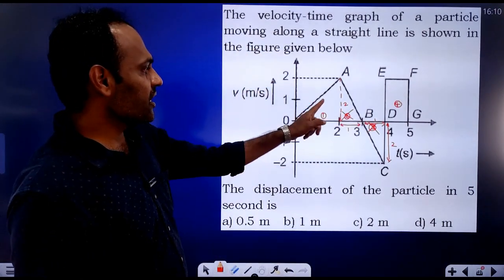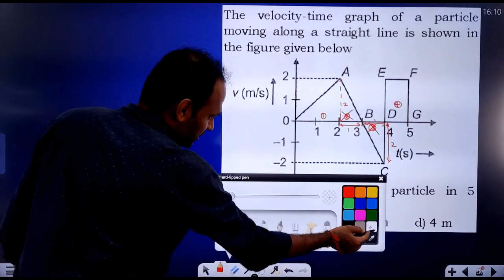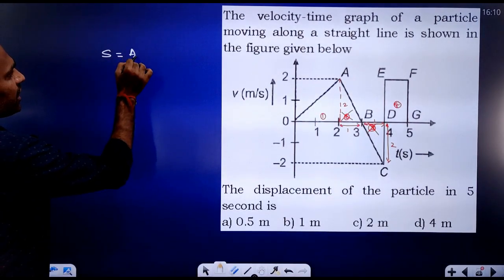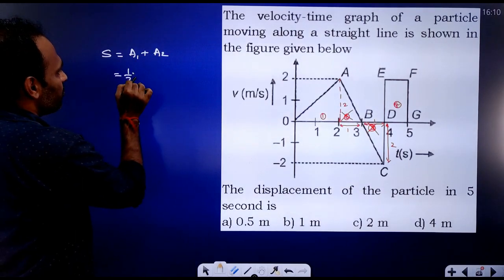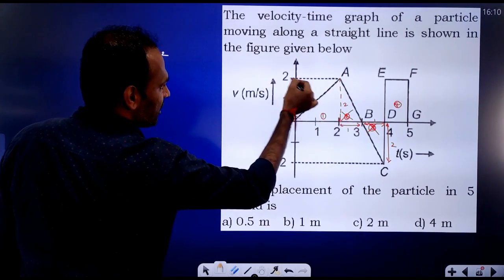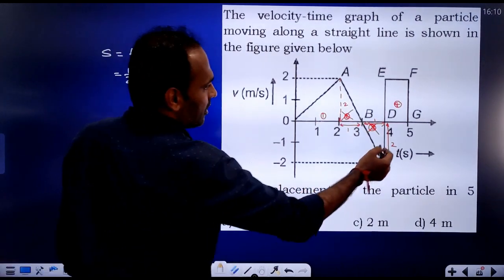So what remains? Only the area of the first triangle and the area of the rectangle are remaining. So we'll calculate these two areas and add them. We needed displacement, so area of the triangle plus area of the rectangle we have to take. Area of triangle is half into base into height. How much is the base of this triangle? It is 2. How much is the height of this triangle? It is 2.